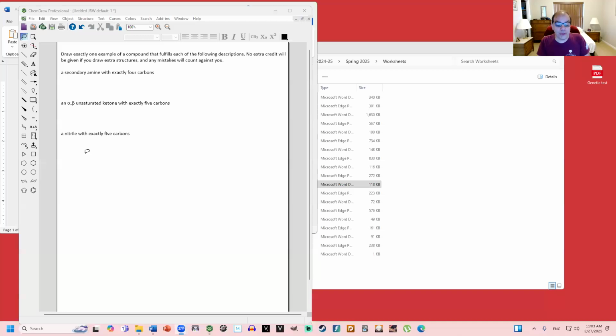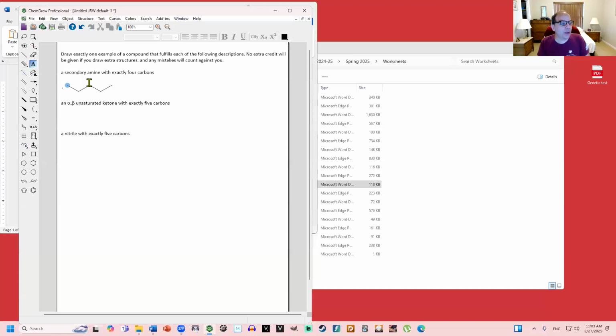So if you're asked to draw a secondary amine, I think that's a completely reasonable question. You need to know what an amine is. You need to know what primary, secondary, and tertiary amines are, along with quaternary ammonium salts. So a secondary amine is just an amine with two alkyl carbons attached and one hydrogen attached. So it's of the type R2NH. And I could imagine any number of correct answers.